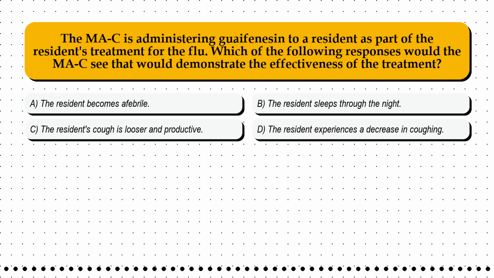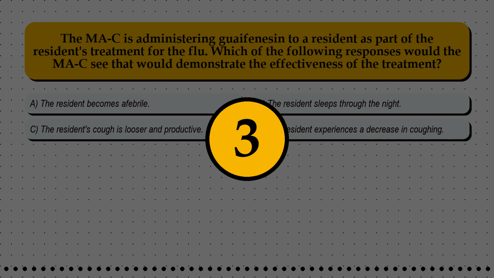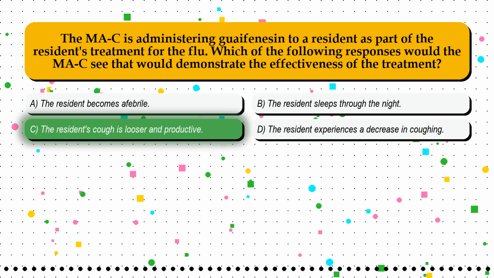Question 275. The MACE is administering guaifenesin to a resident as part of the resident's treatment for the flu. Which of the following responses would the MACE see that would demonstrate the effectiveness of the treatment? Option A, the resident becomes afebrile. Option B, the resident sleeps through the night. Option C, the resident's cough is looser and productive. Option D, the resident experiences a decrease in coughing. The correct answer is option C, the resident's cough is looser and productive.